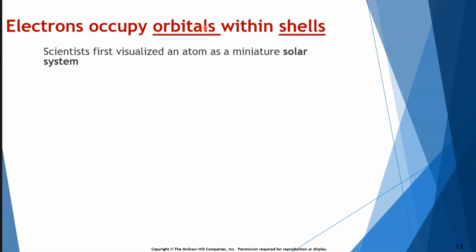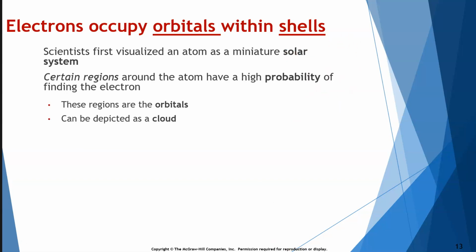Electrons are going to occupy orbitals found within shells. So they're going to occupy a space called an orbital that we find within a shell. And I'm going to draw some examples of what that looks like. When we first looked at an atom, we imagined it to look like a solar system: a nucleus in the middle and electrons that revolve around it. However, in that revolution, you have some areas that have a very high probability of finding an electron.